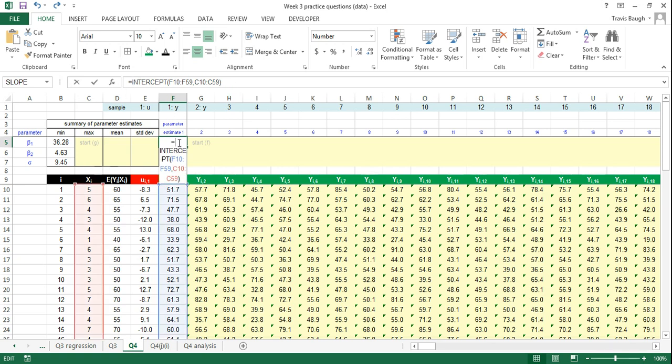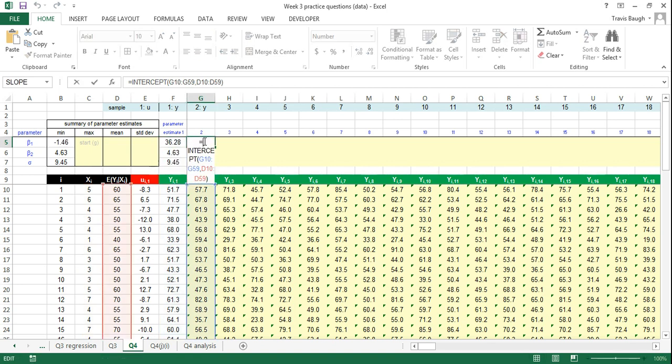I'll double click on it. Intercept, so this is finding an estimate for B1, and it's referring to the y values, which are directly underneath here, and then the x values. Well, do we need any $ here? One thing you could do is a little experiment. You could copy this formula across, double click on it and see what happens.